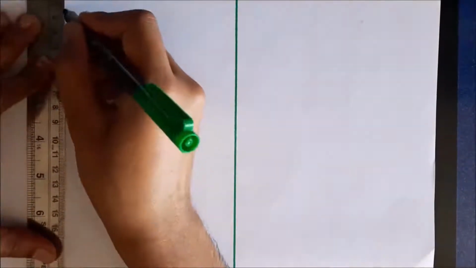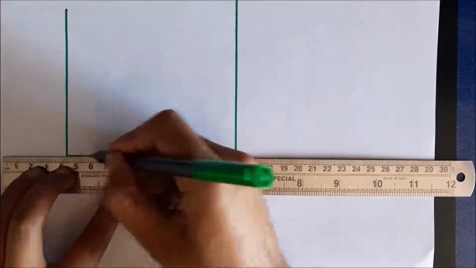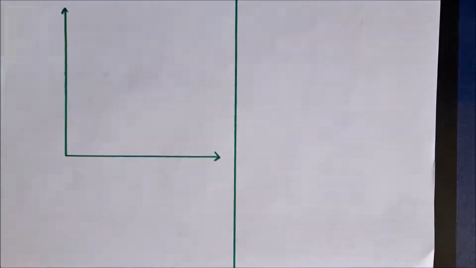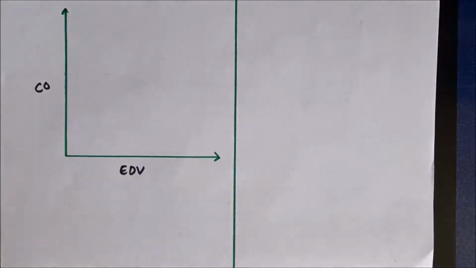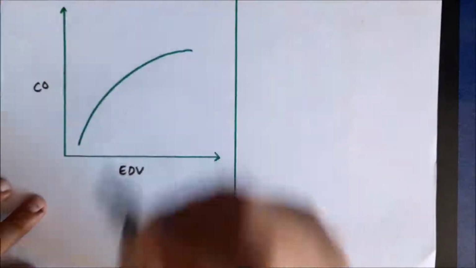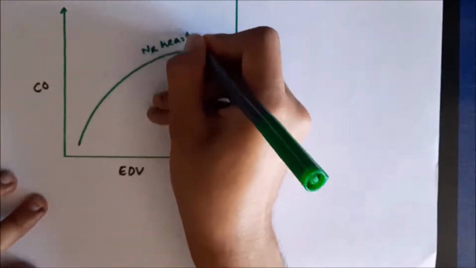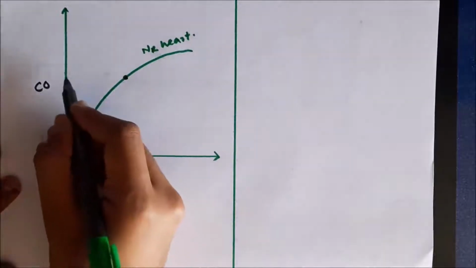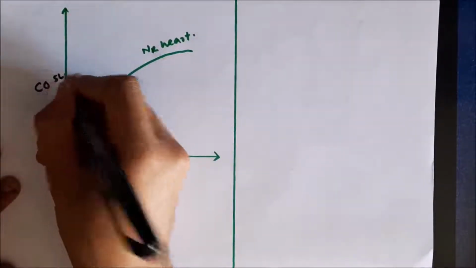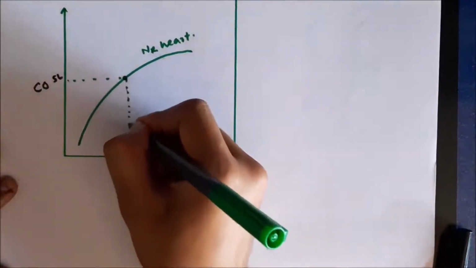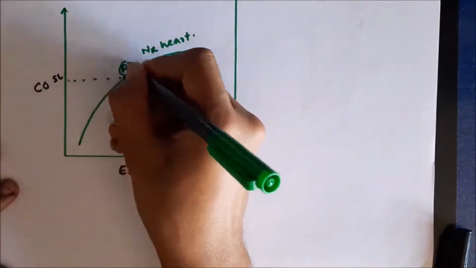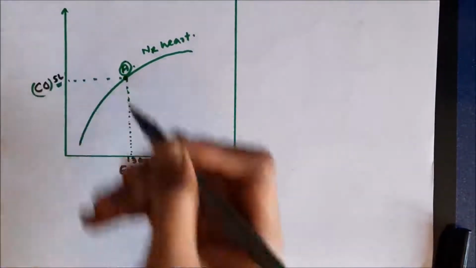So now let us try to understand this with the help of a graph. If we draw a graph between cardiac output and end diastolic volume, let us say on the x-axis we represent end diastolic volume and on the y-axis we represent the cardiac output. The curve which I'm going to draw is the curve of a normal functioning heart. A normal heart in a normal person at rest functions at this point, which is named point A. At this point, the cardiac output will be almost 5 liters and end diastolic volume will be almost 130 ml. This is the point where a normal heart functions at rest.